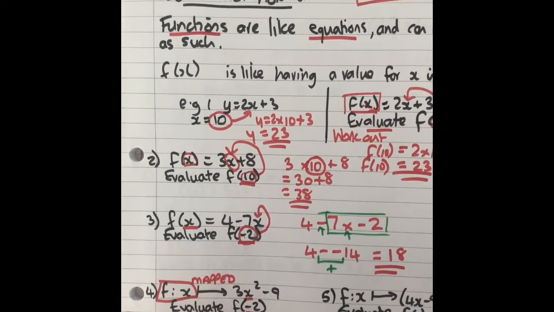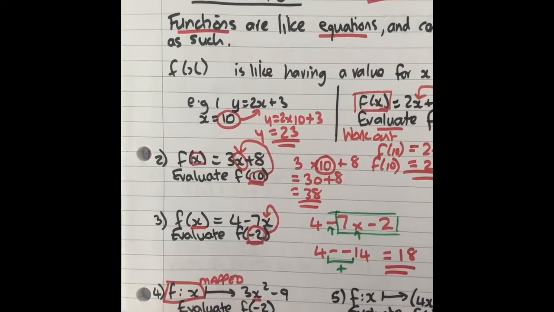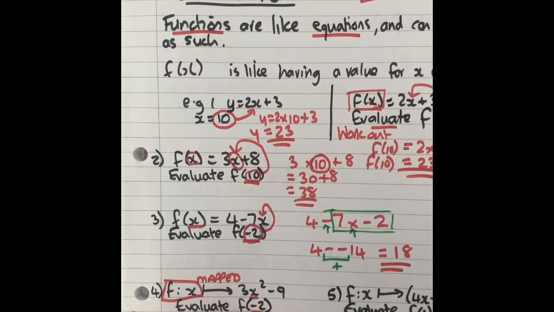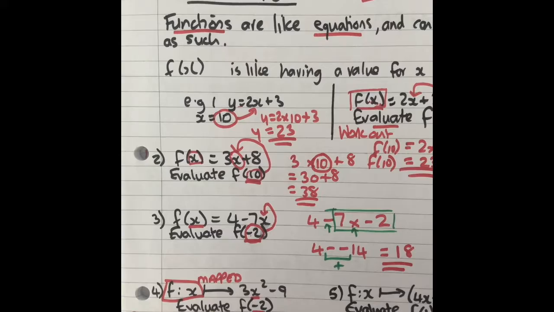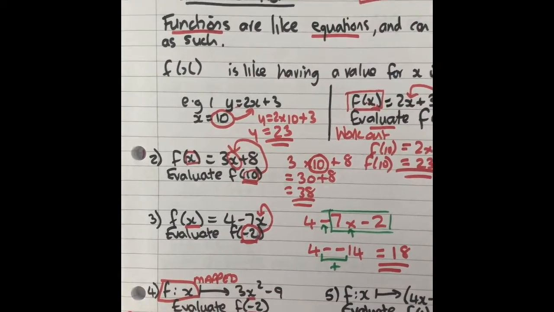So it'll be 3 times 4, take away 9. Again, BIDMAS, which one do you do first? 3 4s because it's times. That's 12 minus 9, which will be 3. So f of minus 2 for that function is 3.